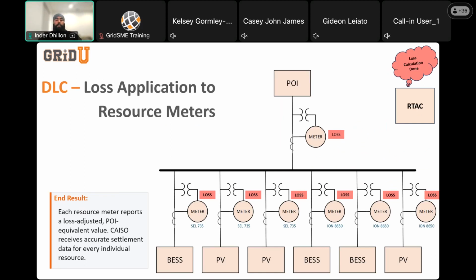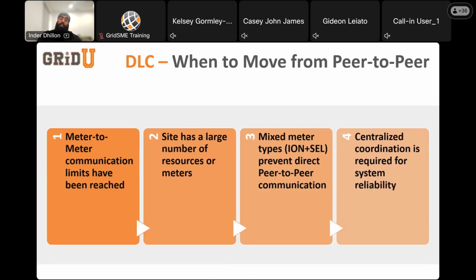So the reason we go through all that is because peer-to-peer isn't always feasible. There are four primary drivers for transitioning from peer-to-peer to DLC. First is practical communication limits. Beyond a certain number of meters, the peer-to-peer model becomes unreliable. Second, sites with high resource counts require centralized coordination that only an RTAC or any other controller can provide.